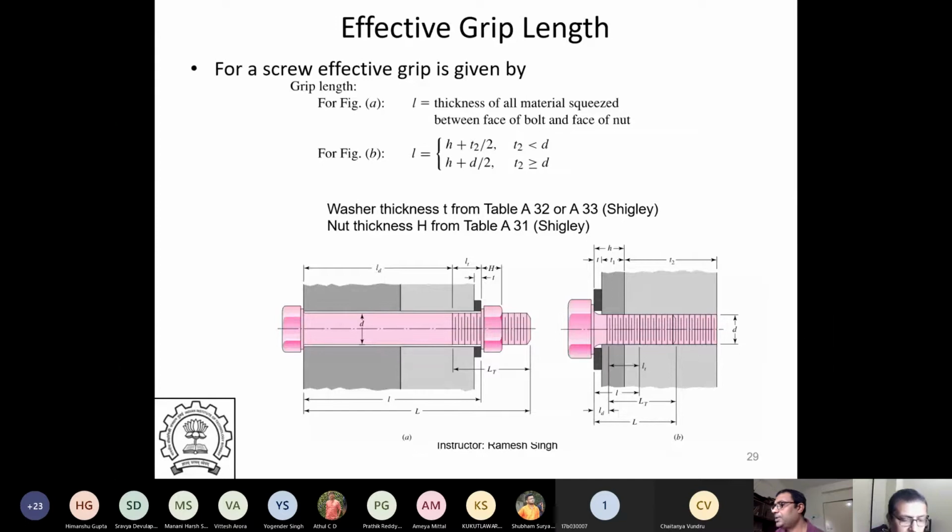Okay. So that's one thing. Then what you do is, typically when you tighten the material, this is how you calculate: there is L_D. L is the length of all the material squeezed between the bolt face and the face of the nut. All the material which is squeezed, which will include the washer as well. L is the total length of material being squeezed.